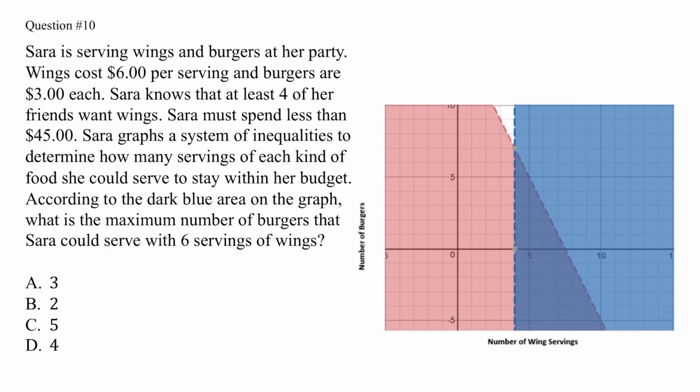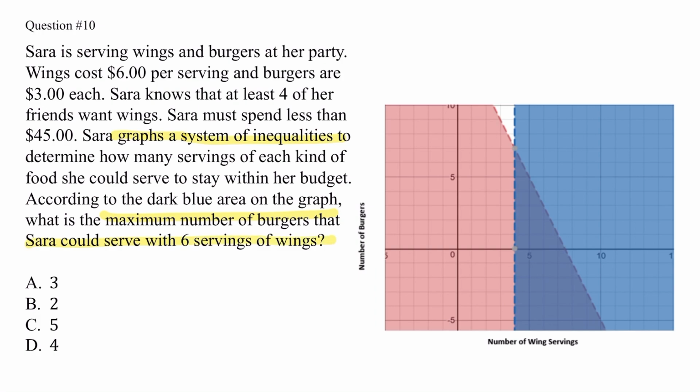So in this problem, it says that Sarah is serving wings and burgers at her party. Wings cost $6 a serving, burgers are $3 each. She knows that at least 4 of her friends want wings. Sarah must spend less than $45. She graphs a system of inequalities to determine how many servings of each kind of food she could serve to stay within her budget. According to the dark blue area on the graph, what is the maximum number of burgers that she can serve with 6 servings of wings?